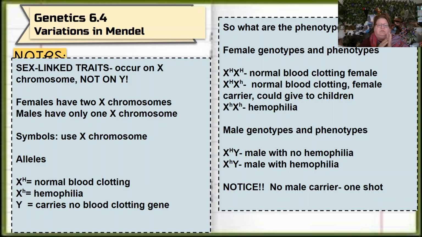We'll get some practice for this. So females, remember, have two X chromosomes. Males only have one X chromosome. They're XY. So for sex-linked traits, we use the X and the Y. Only sex-linked traits. I get some students that get mixed up. They want to use X and Y for everything.